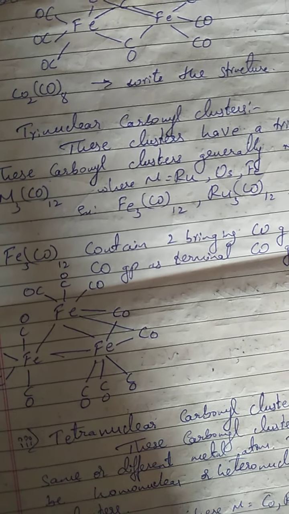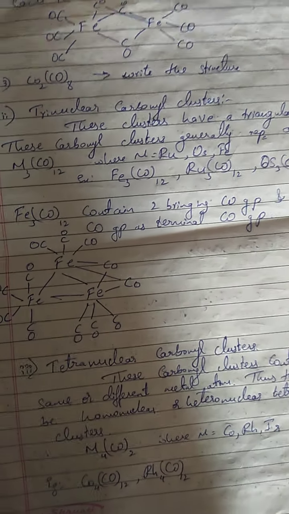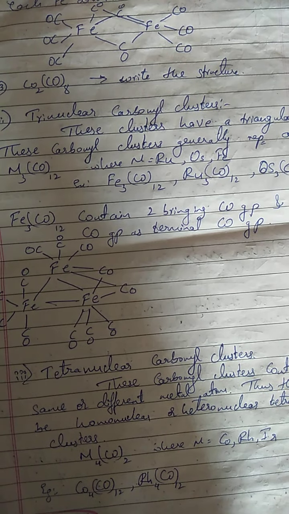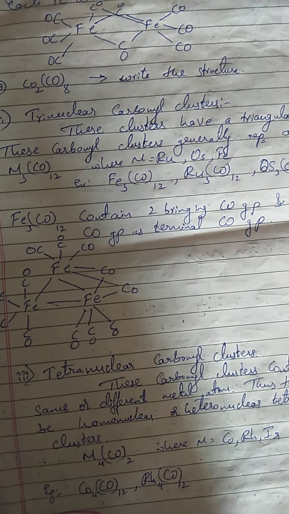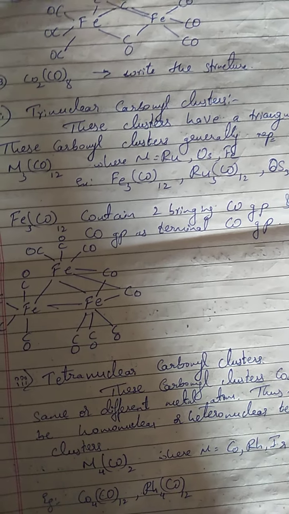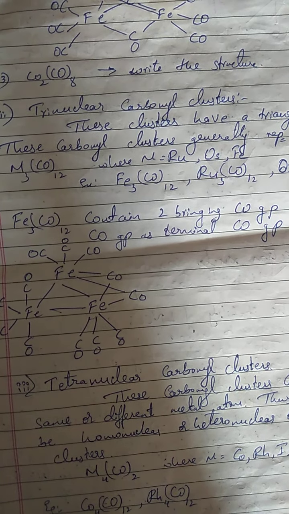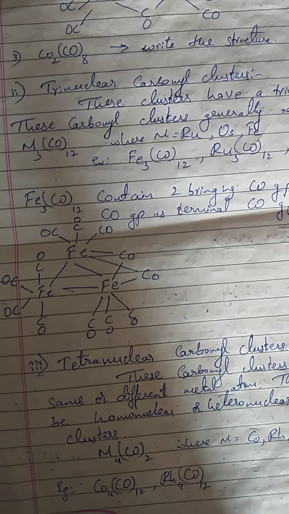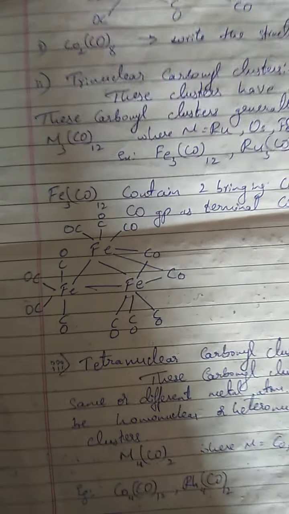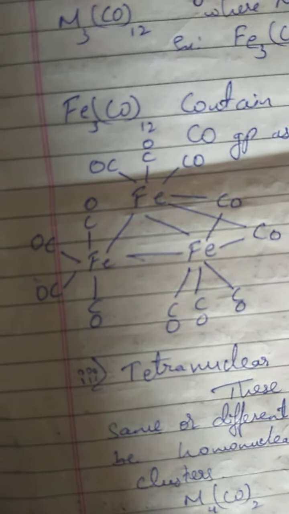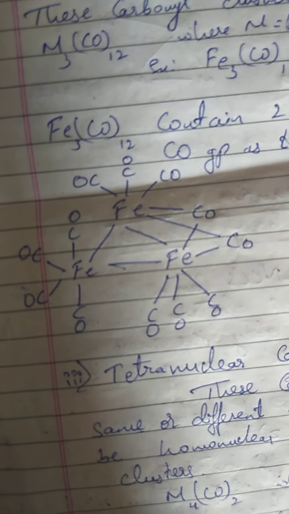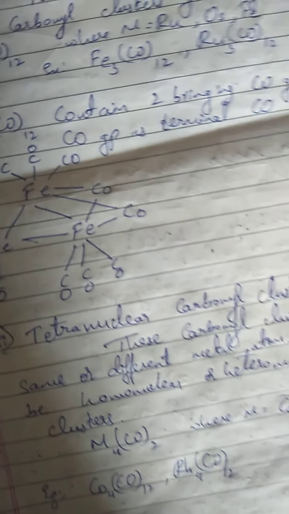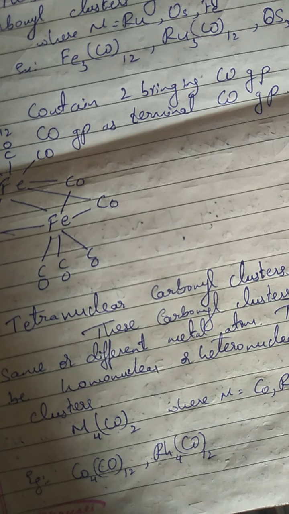The last one is trinuclear carbonyl clusters. In this you have a triangular geometry. These are generally represented by M3(CO)12, where the metal can be Ru, Os or Fe. Two CO groups are bridging, and the remaining CO groups are terminal. You can see the example here, Fe3(CO)12.